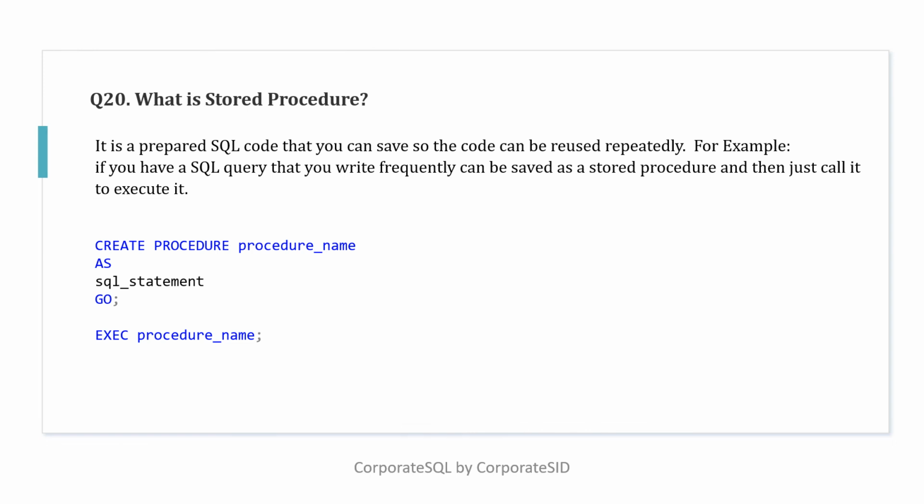What is a stored procedure? It is a prepared SQL code that you can save so the code can be reused repeatedly. For example, if you have a SQL query that you use frequently, you can simply write a stored procedure and then call it to execute it. You'll write something like create procedure, procedure name as your SQL statement, and go. And then later on you can just write exec, which is execute, your procedure name, and you'll get your SQL statement.